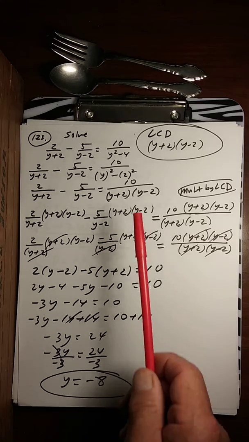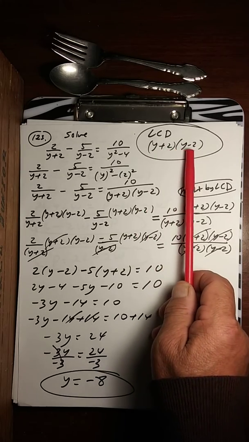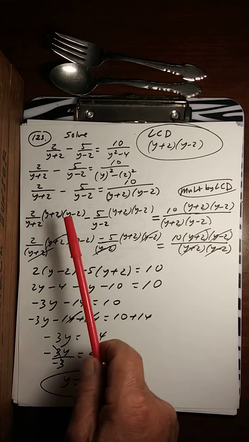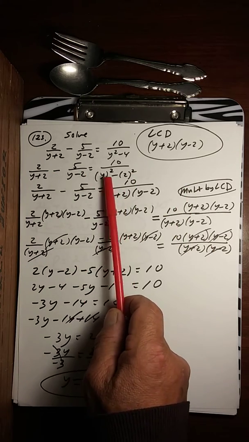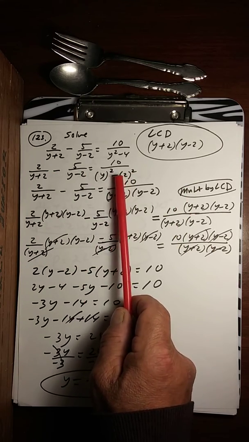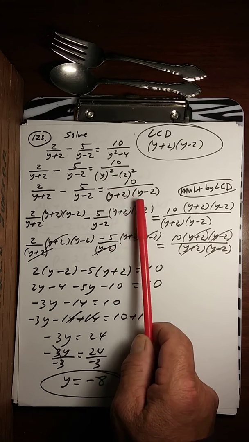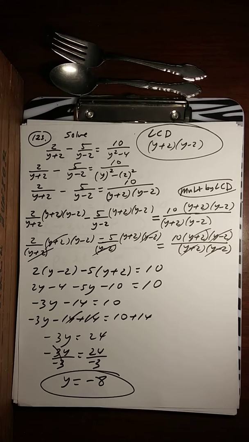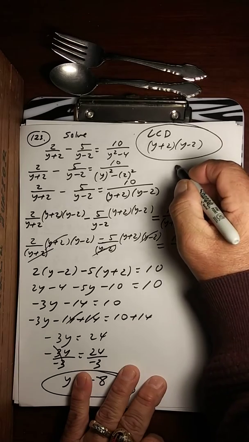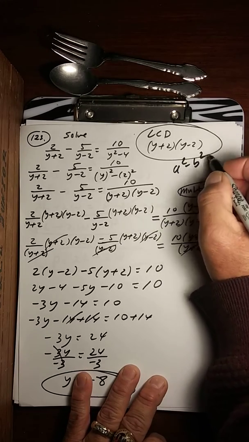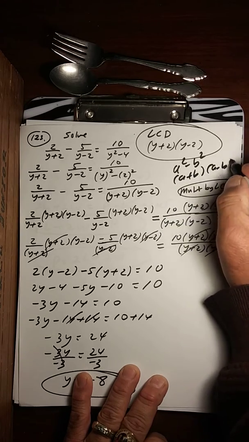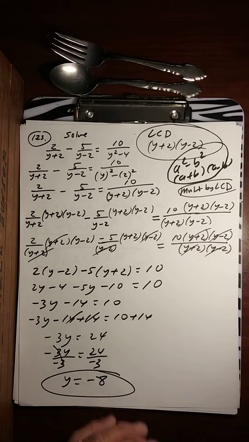Alright. LCD, y plus 2, y minus 2. So multiply across, times all of it. And this one, y squared minus 4, is going to be a squared minus b squared, which is going to be y plus 2, y minus 2. In fact, let me write that for a minute right here so you can see it. a squared minus b squared is a plus b, a minus b. Okay, just because I didn't put it in there, but now there it is.